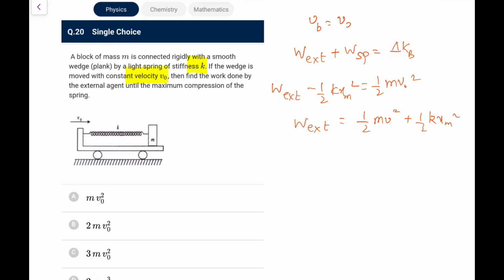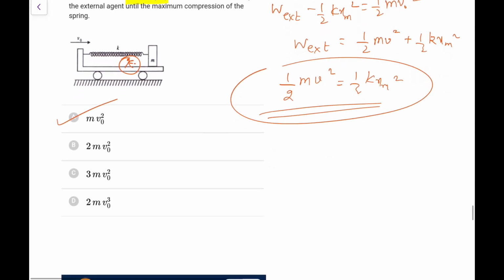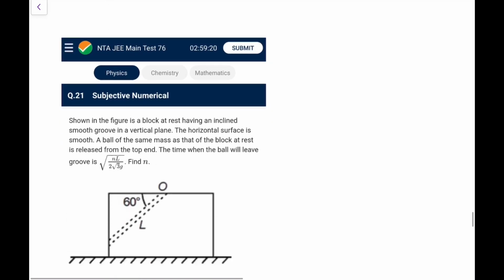Now if I talk about someone on this wedge, with respect to the wedge, the block was initially moving and now it is at rest. And because no pseudo force is acting, that half m v square energy is converted into half k x max square. So both must be the same. So from here half m v square plus half m v square comes out as m v square. So go for option A, again a very nicely designed question.